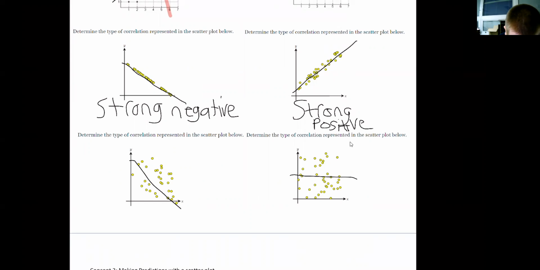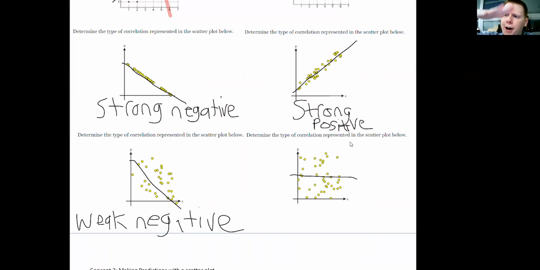All right, assuming you gave that a try. Well, first off, this one is negative because it's going downhill. But notice how spread out those points are from each other. It's not like the one above it. So we would say this is weak. It's not as strong because your points are more spread out. They're not all really close to your line of best fit.